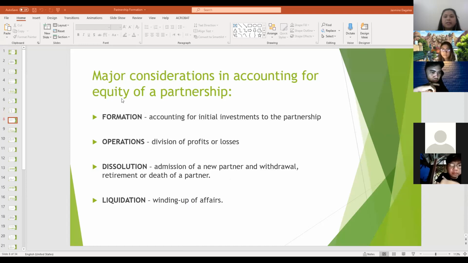So this week, we will be focusing on the formation, how to account for the initial investments of the partnership. This will be our focus this week.